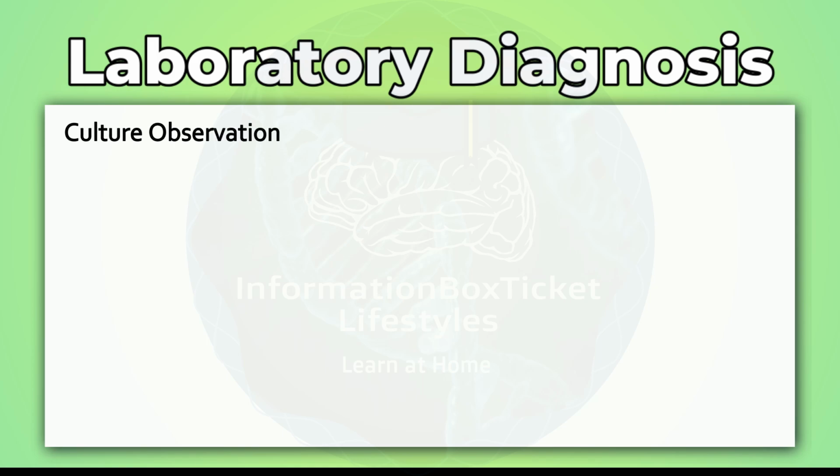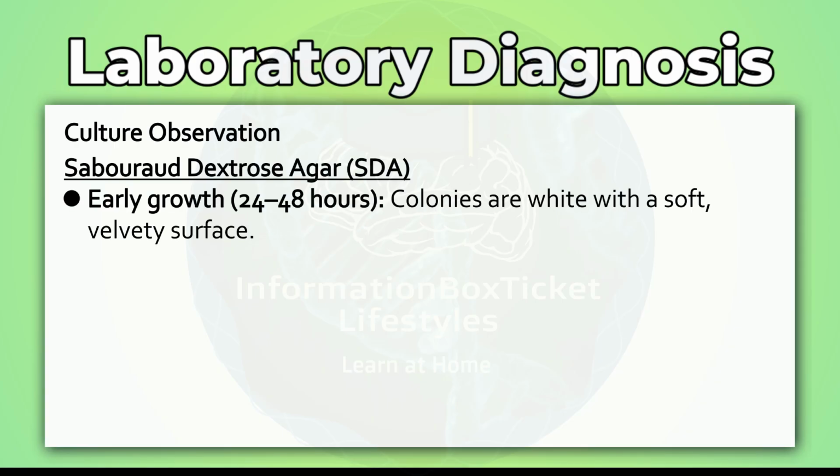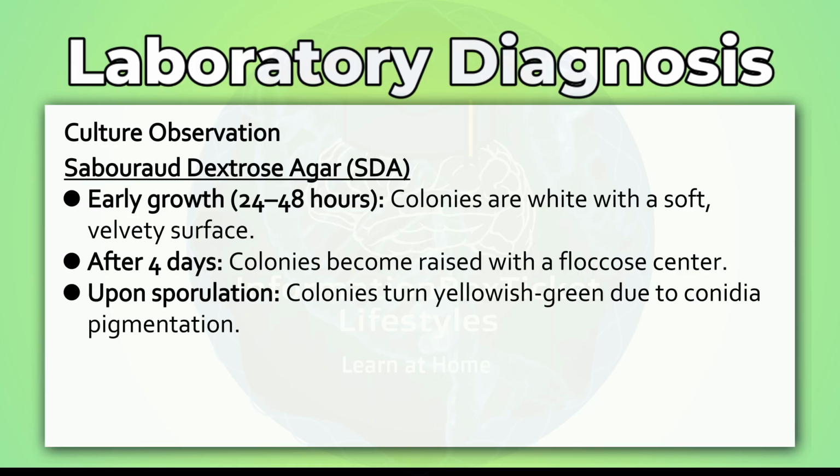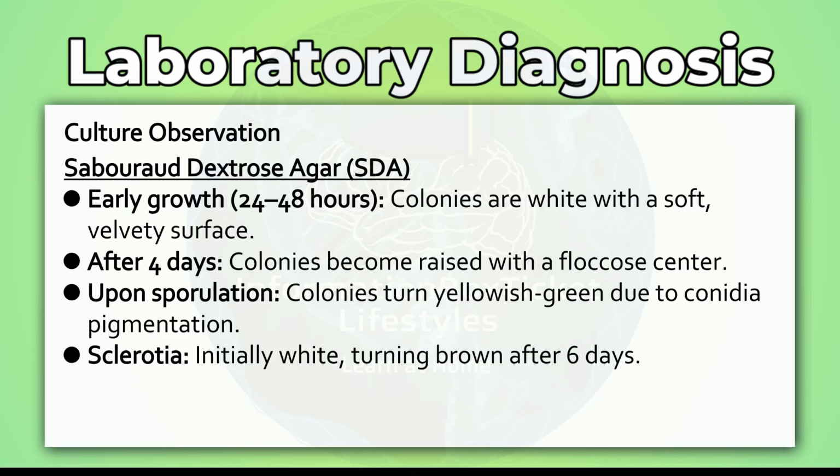Culture observation. Sabouraud dextrose agar, SDA. Early growth, 24 to 48 hours. Colonies are white with a soft, velvety surface. After 4 days, colonies become raised with a floccose center. Upon sporulation, colonies turn yellowish-green due to conidia pigmentation. Sclerotia, initially white, turning brown after 6 days. Colony diameter, 55 to 70 millimeters.